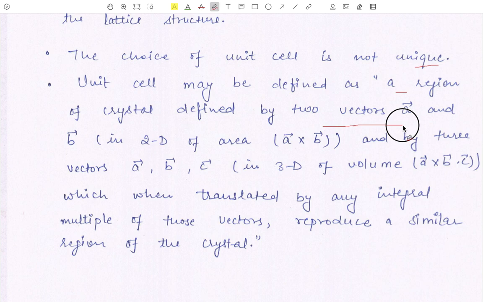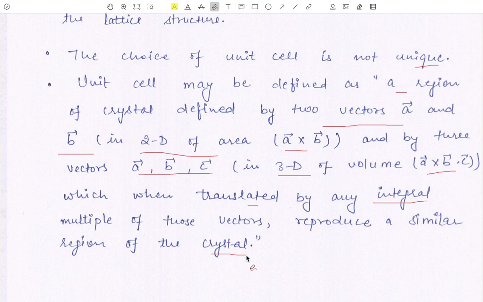by two vectors A vector and B vector in two dimensions of area A cross B, and by three vectors A vector, B vector and C vector in case of a three-dimensional lattice of volume A cross B dot C, which when translated by any integral multiple of those vectors reproduce a similar region of the crystal.